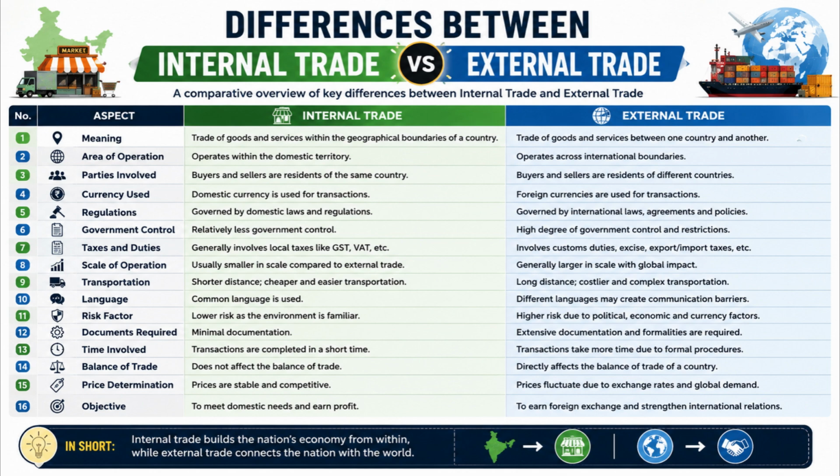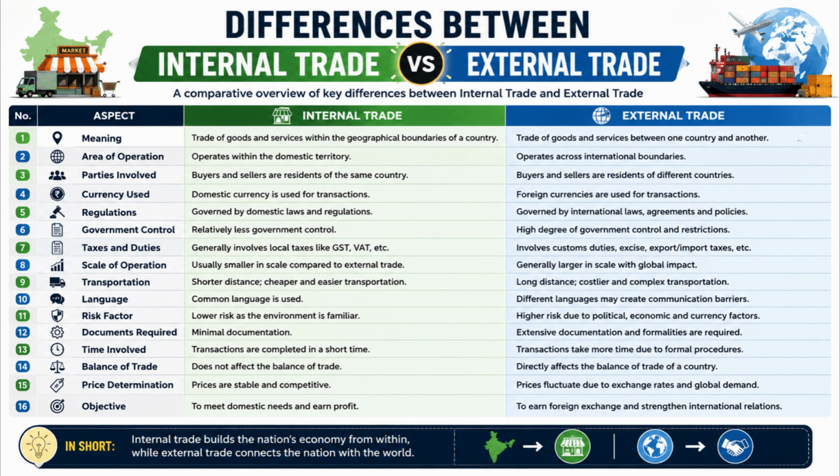Number 5. Internal trade is governed by domestic laws and regulations, whereas external trade is governed by international trade agreements, customs laws, and regulations. Number 6. Internal trade experiences relatively less government control, whereas external trade is subject to higher government control and restrictions.